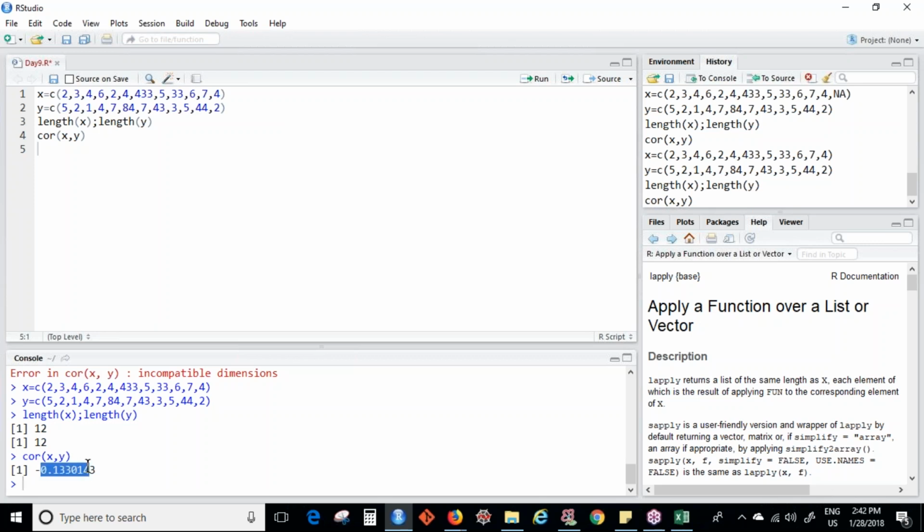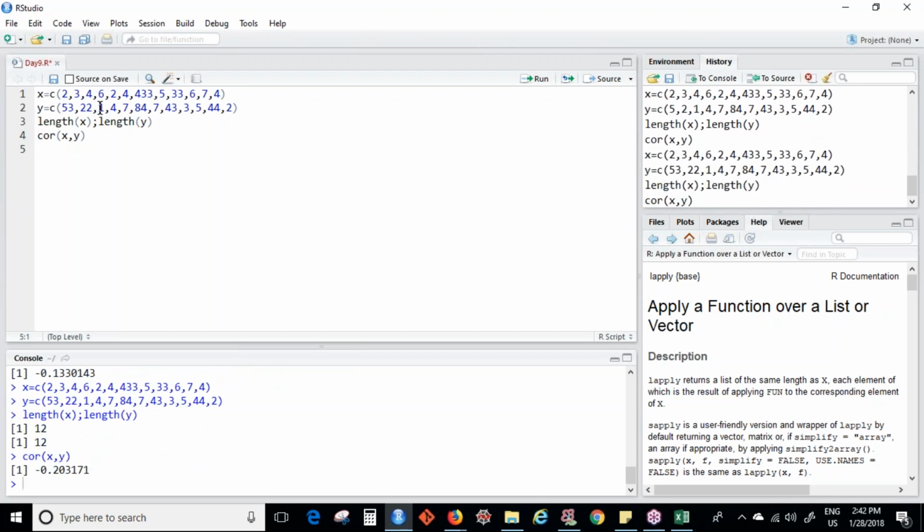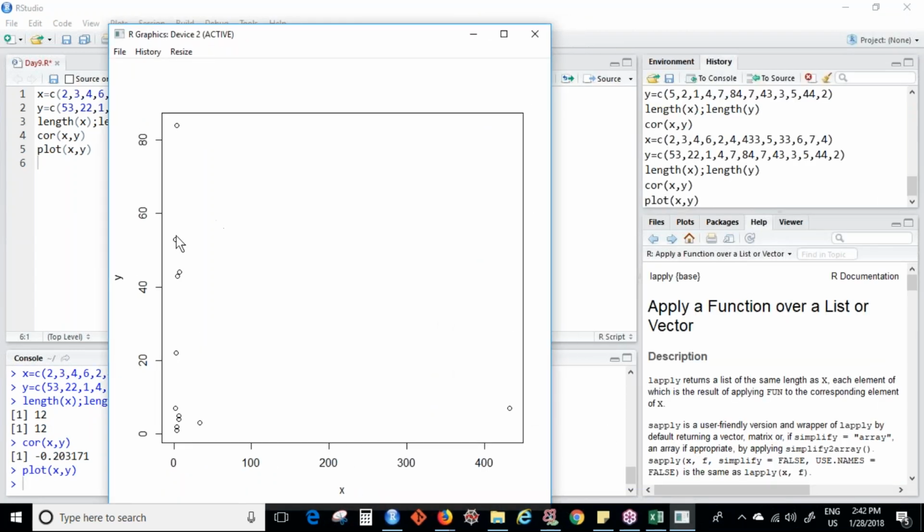0.13. That means if I plot this line, how will it look, guys? If I plot this line, yes, can you make a guess? Yes, if I plot this line, it will have a downward slope, right? So let me plot this line. Plot x comma y. You see, can you identify a downward slope? Yeah, it does have a downward slope, right?